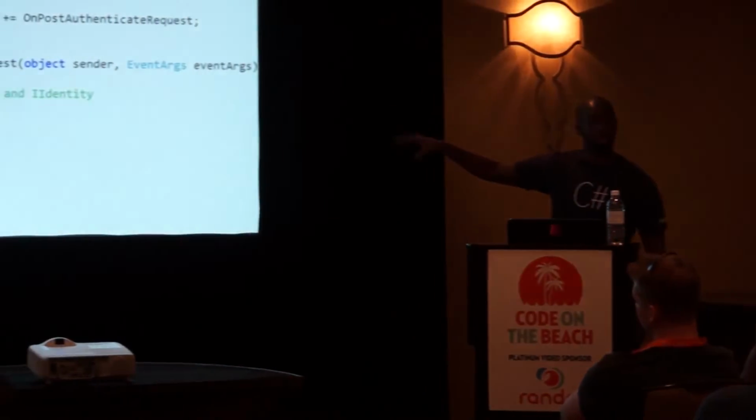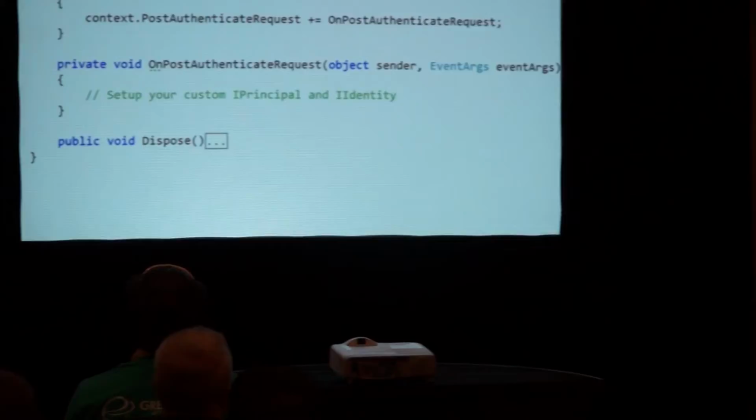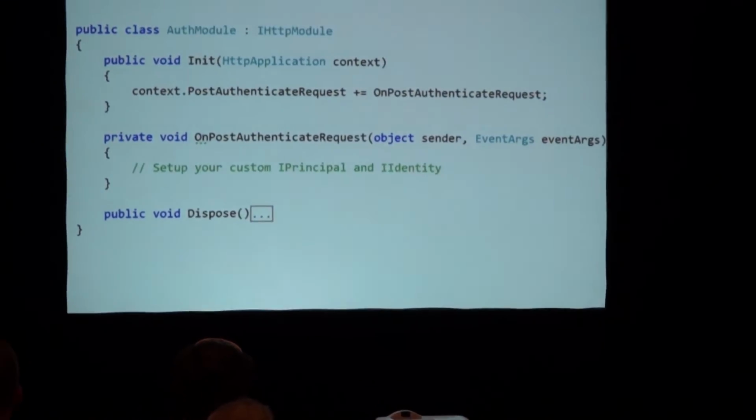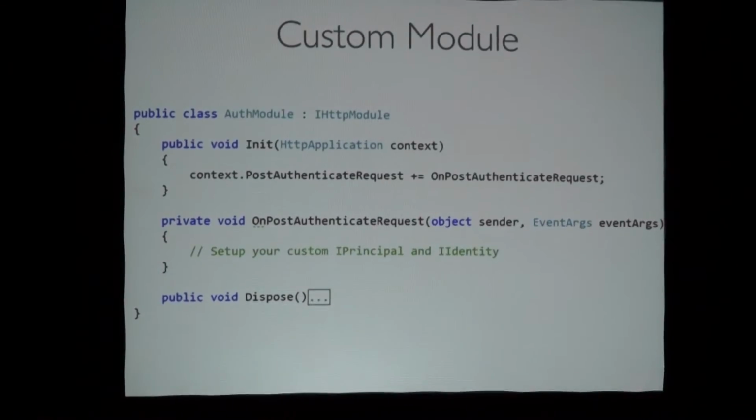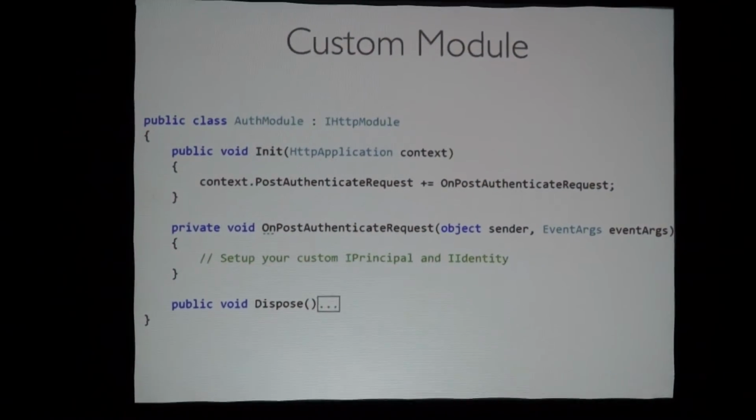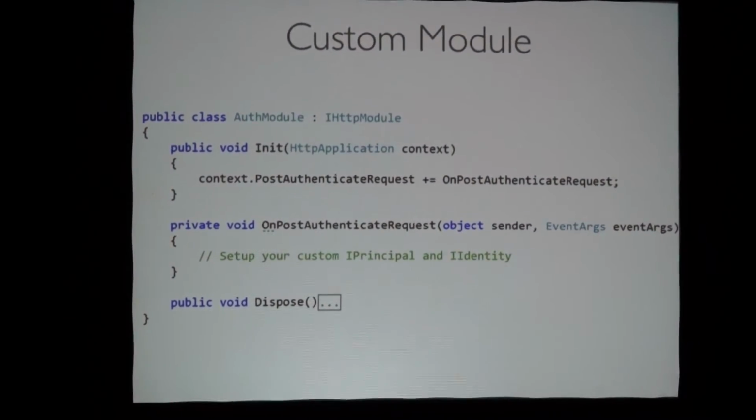So when you write your modules, your module may look something like this. Probably with a lot more code, but it may still have a similar type of structure. Right? We define an IHttpModule. That's the interface we're going to be implementing. And then we're going to create a handler based on the event that we want to tap into.